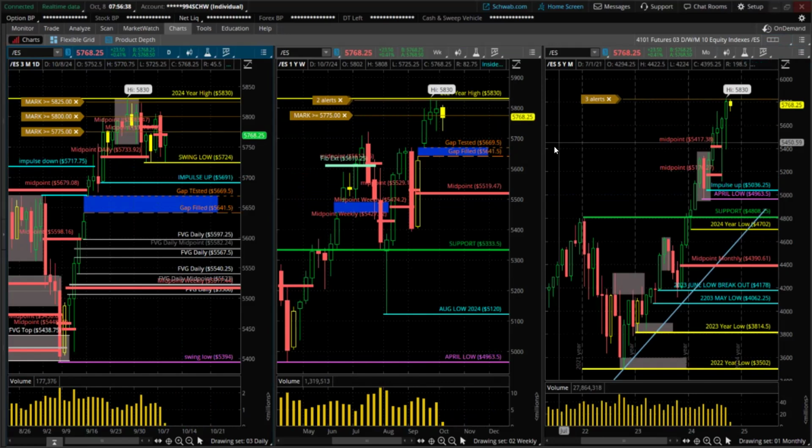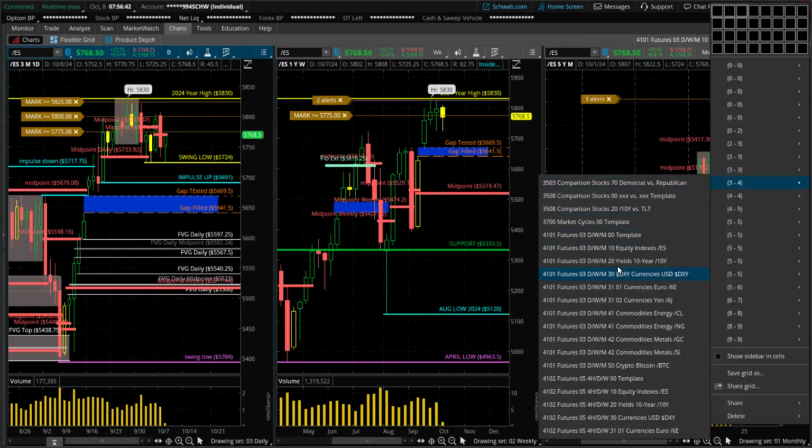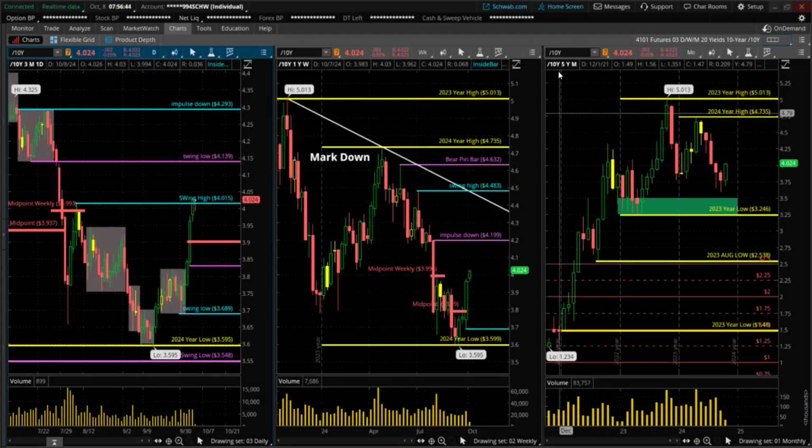Going to the next financial instrument. Next financial instrument would be the yields, specifically the 10-year yield. Yields go higher. Well, that's a good thing if you're buying those fixed income products because you earn higher interest on your return on investment.